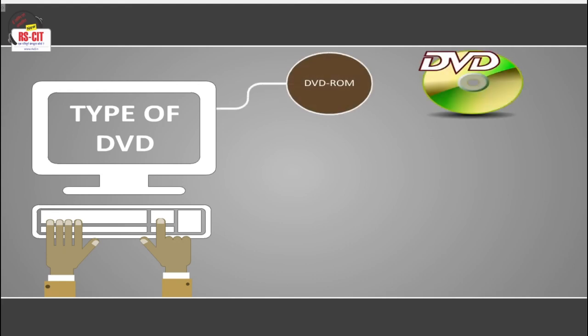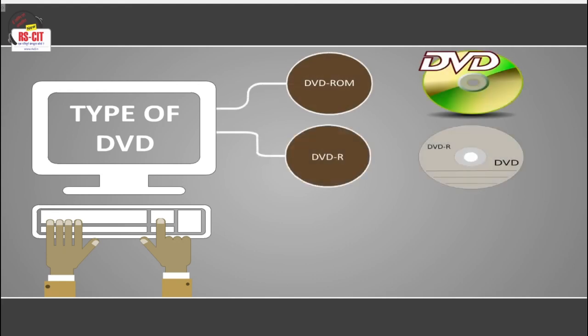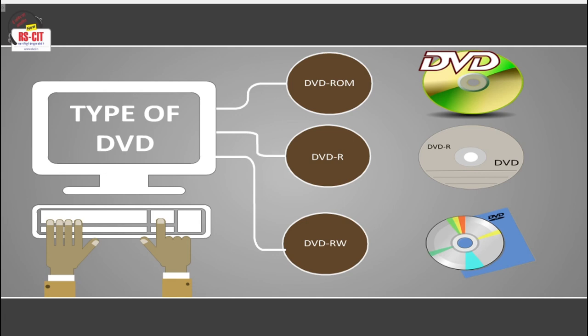Types of DVD. DVD-ROM, that is Digital Versatile Disc, read-only memory. Optical disc can store 4.7 to 17 GBs. These were originally developed for the movie industry. DVD-R can be written once and then read as long as they are alive. DVD-RW. It can be written many times.